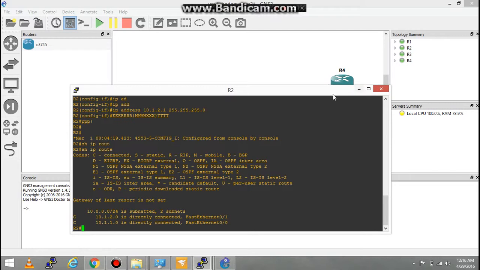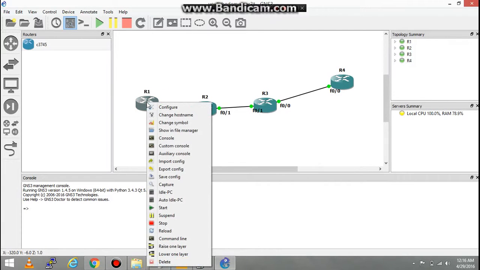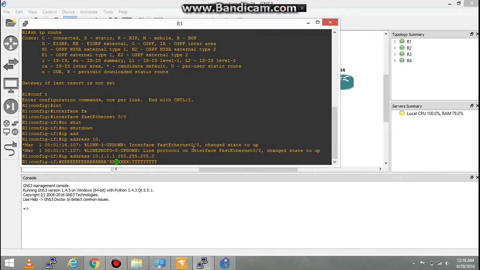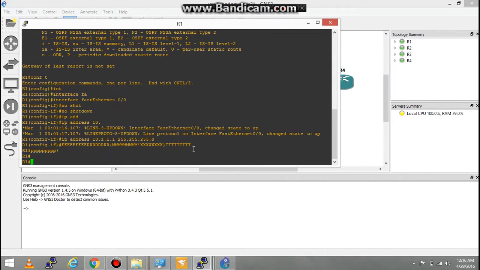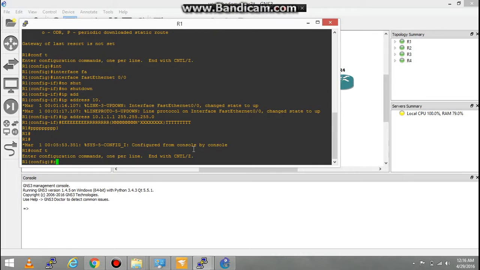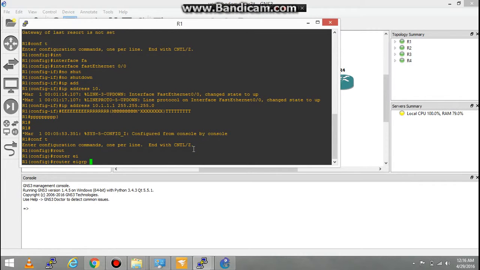So here I'm going to use the EIGRP network. So I'm going to go to R1's interface, console, and type the command router eigrp followed by the autonomous system number.